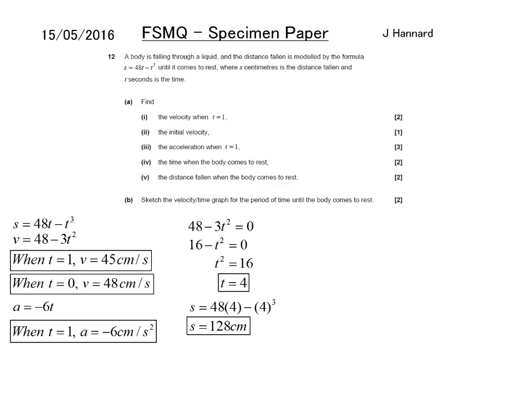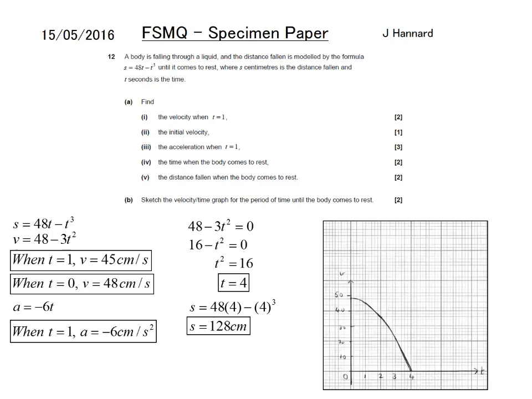And now we want to sketch a velocity time graph for the period of time until the body comes to rest. So that is that there. That's because obviously when initial velocity is 48, our final velocity is 0, and it takes 4 seconds to get there, and it's a negative x squared graph. So that's why we do that.